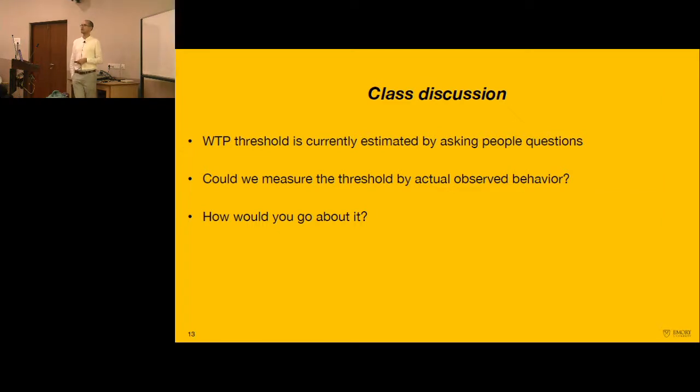So now I have some food for thought. Now we estimate the willingness to pay threshold by surveys, asking people questions. Is there a way we could measure the willingness to pay threshold by observing actual behavior? And if yes, how would we do that?